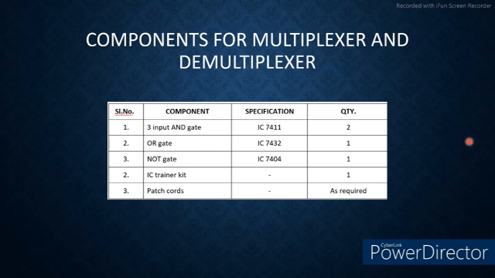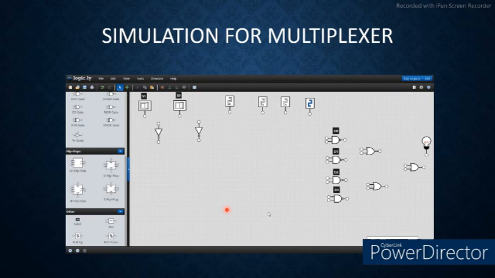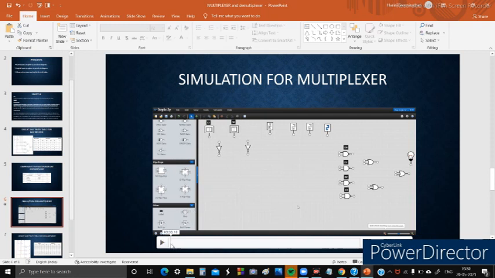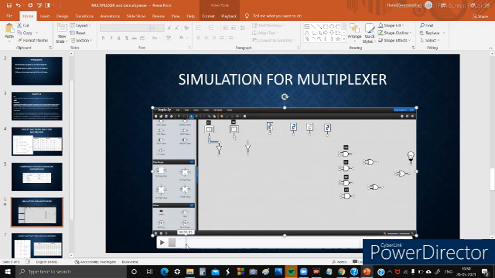Components for multiplexer and demultiplexer. 3 input AND gate, OR gate, NOT gate, IC trainer kit, and patch cords are used for multiplexer and demultiplexer. Simulation for multiplexer. Here we are using 2 switches, 2 NOT gates, 4 clock pulses, 4 NAND gates, 3 OR gates, and 1 bulb.